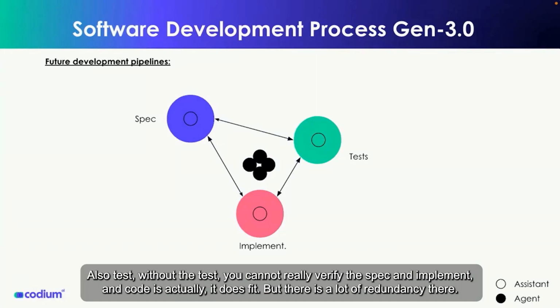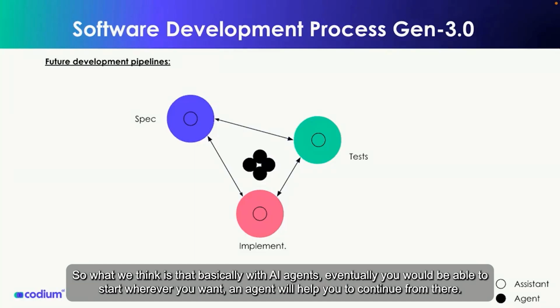Also test. Without the test, you cannot really verify that the spec and the implemented code actually fit. But there is a lot of redundancy there. So what we think is that with AI agents, eventually you would be able to start wherever you want, and the AI agent will help you to continue from there.